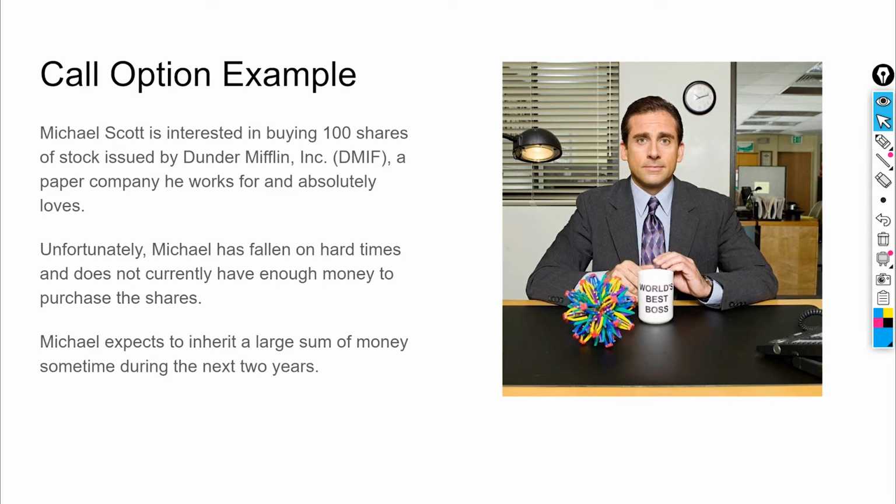So what can Michael do? Michael expects to inherit a large sum of money sometime during the next 2 years, and this would give him enough to buy the 100 shares. He wants to participate in the upside, the success of the company. So as the company does well, hopefully the stock price will go up and he will make money from owning the shares, right? But he doesn't have enough to buy 100 shares. So what can he do?